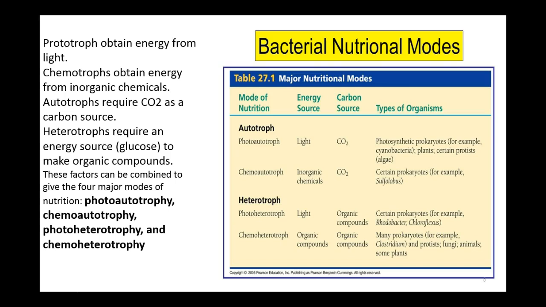So, different bacterial modes. You have this list here. You also have a great list in your book. So just review it a couple of times. Auto is without consuming something outside of itself. And photo, you can put that with light, and chemo with chemicals. That will help you at least remember the top two.